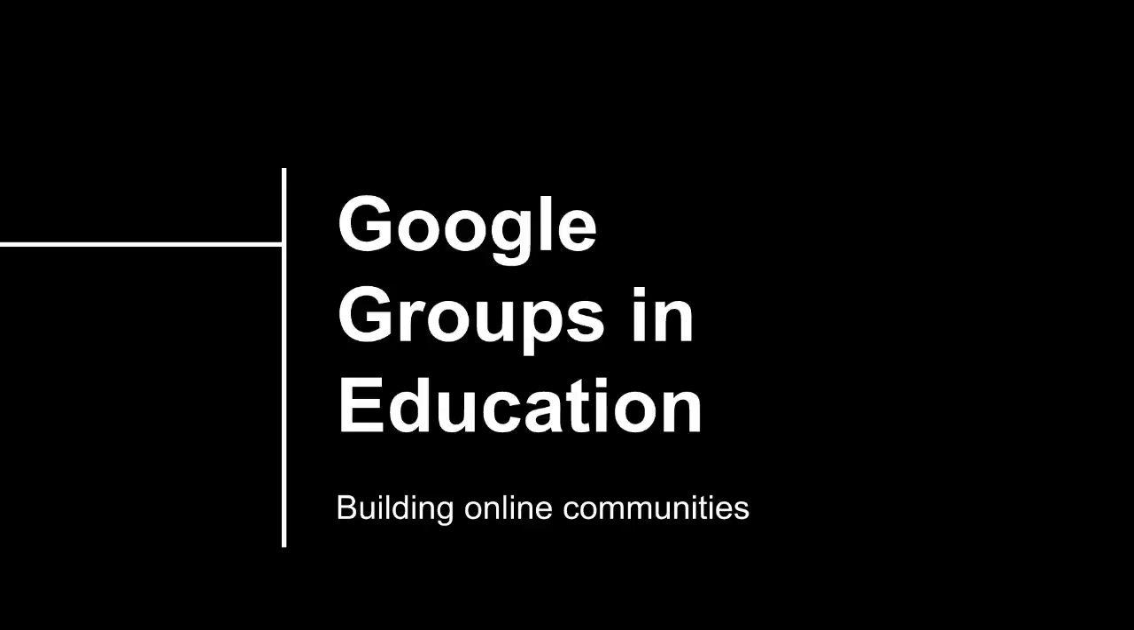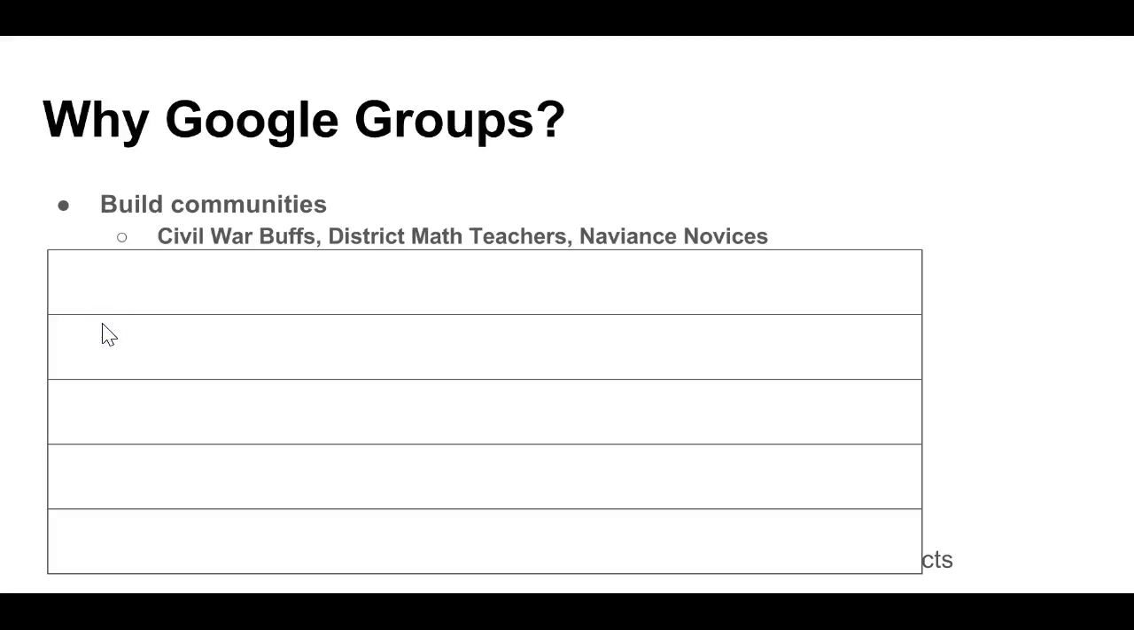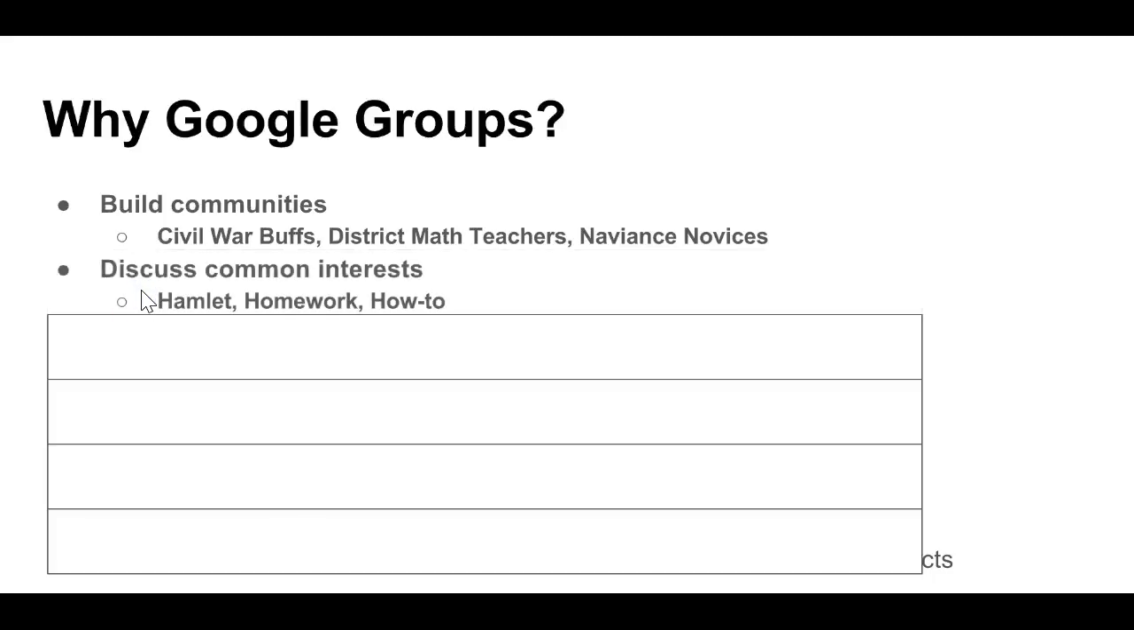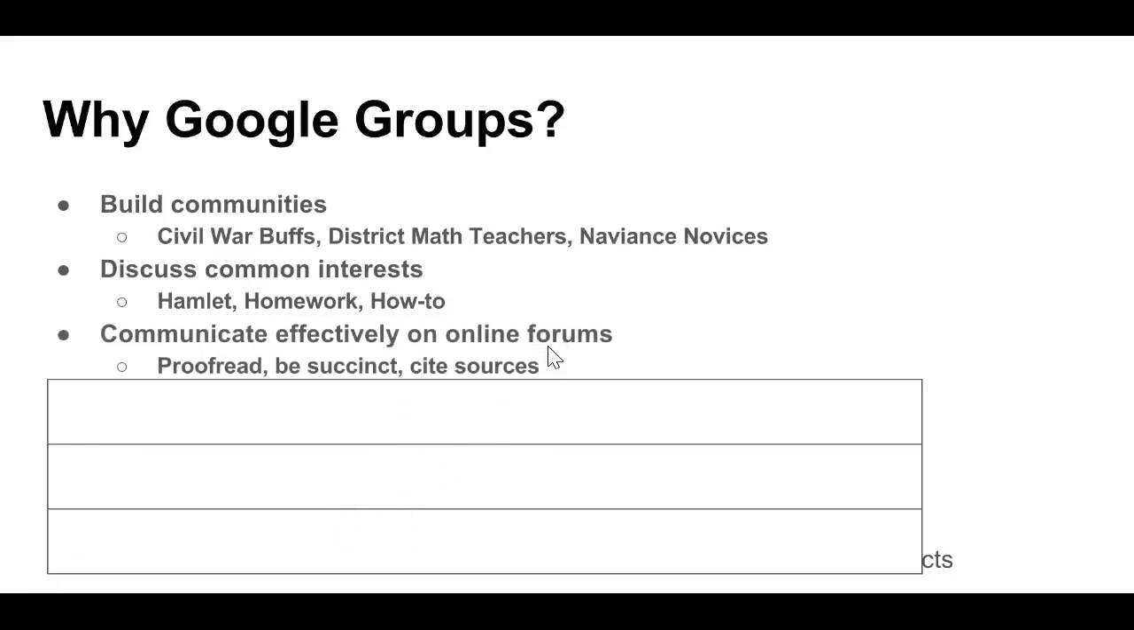Before we talk about how to use Google Groups, let's talk about why we would use them. We can use them to build communities of people with common interests and questions. Communities like Civil War buffs or guidance counselors who are new to Naviance. We can use them to discuss these common interests with other interested parties. In the process of continued online discussion, we will learn how to communicate effectively in online forums, which is a very useful skill in today's world.